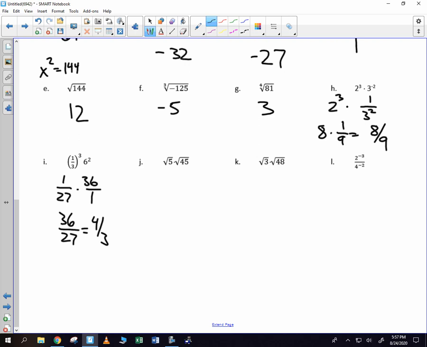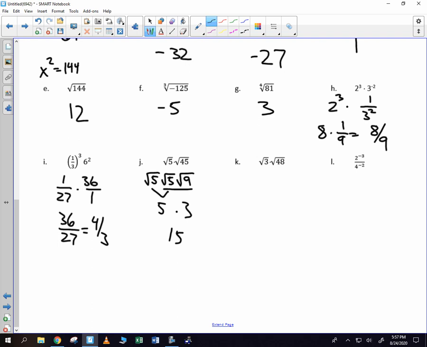Letter J, you're multiplying two radicals together. You could go ahead and take 5 times 45, but a lot of people don't know what that is. And so I'm going to do a little trick here. I'm going to do square root of 5 times square root of 5 times the square root of 9, because the square root of 5 times the square root of 9 is 45. Now watch how easy this is.